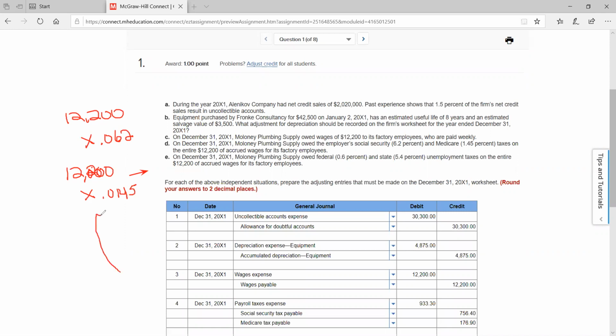And you can see right down here, here's going to be your accrual entry. They just debit a payroll tax expense. And then for the Social Security part, it's just put some sort of payable and then Medicare tax payable. And then here's the amounts that you should come up with.